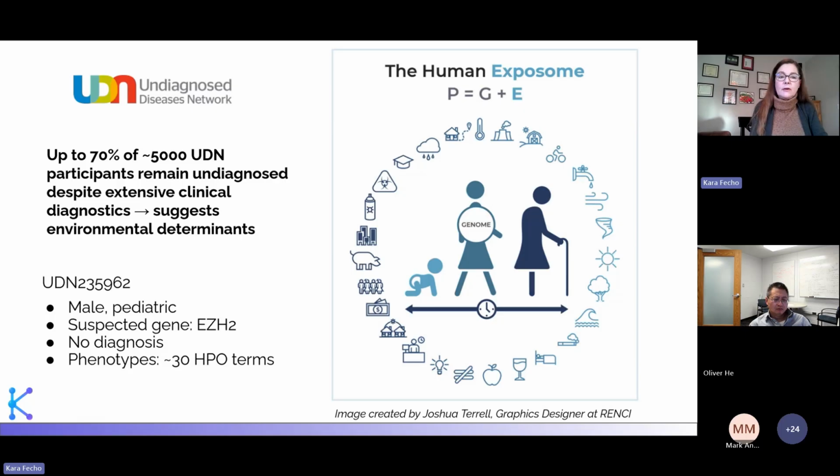In the example I'll show here, I'll focus on one participant, UDN 235962. This is a male pediatric participant. There is a suspected gene that the UDN investigators have identified, EZH2. Again, no diagnosis despite all the extensive clinical phenotyping, but they do have a phenotypic profile comprised of about 30 different phenotypes that UDN investigators map to HPO terms, or human phenotype ontology terms.